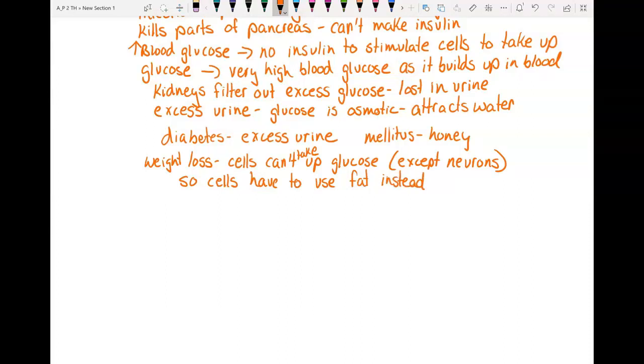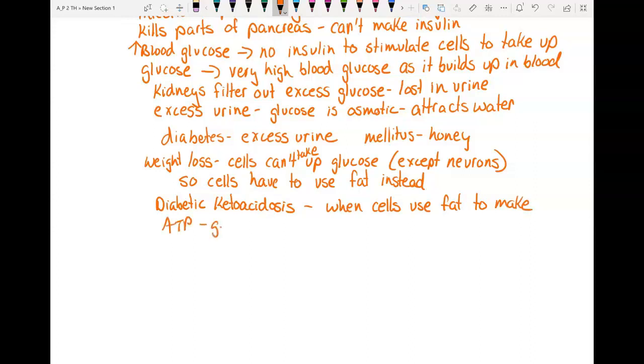Your cells are forced to use fat to make ATP instead of using glucose. This also explains the acidosis. If you're familiar with diabetes, you know that it can cause ketoacidosis. This occurs because the cells are using fat to make ATP. You get ketoacids.